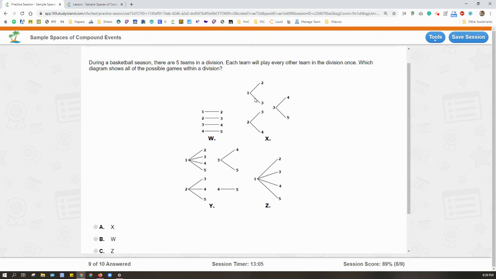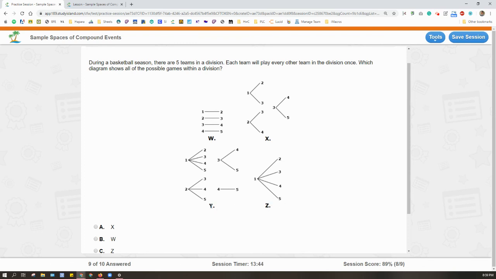What about diagram X? I see team 1 playing team 2 and team 3, but is there any part of this diagram that has team 1 also playing team 4 and team 5? No, team 1 is not matched up with team 4 or team 5 anywhere in the diagram for X, so X is out. We need team 1 to play every other team one time. Let's jump down to Z. Here it shows team 1 playing all the other teams. That's what I said we were looking for, right? But wait a minute. Does it also show team 2 playing each of the other teams? No, this only counts team 2 playing team 1. What about team 2 playing team 3 and team 4 and team 5? And what about teams 3, 4, and 5 playing each other? So diagram Z is not good enough either.